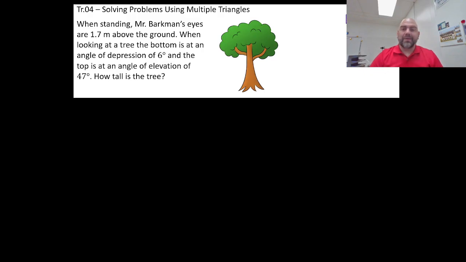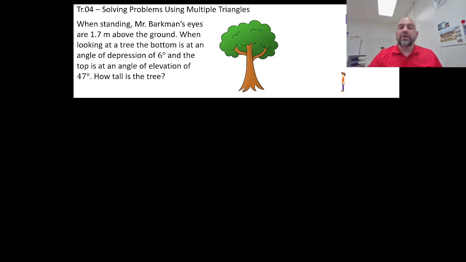Okay, welcome back. Again, like I mentioned before, if you want to watch the diagram and then try to solve it without my help, gladly do that. Here's a description of the diagram. We have a tree. We have Mr. Barkman. Now, you'll notice this guy has hair. I do not. Shucks. So maybe I didn't get an exact picture of myself.